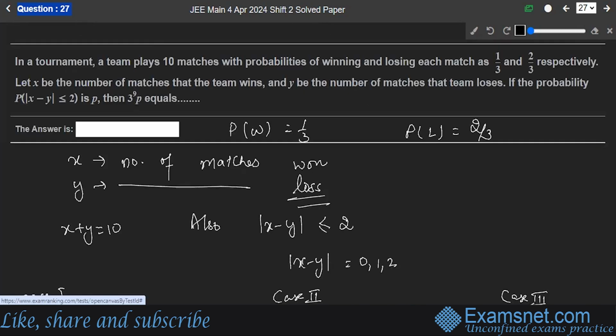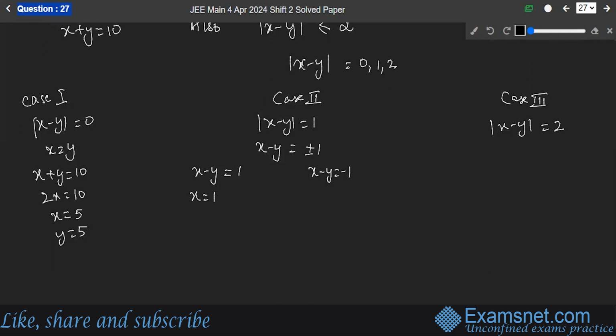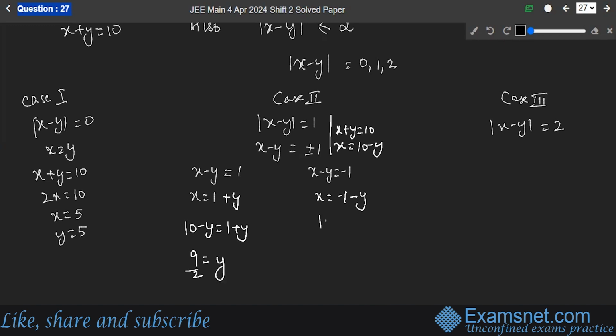Sorry, give me a minute. We have here X is equal to 1 plus Y and X is equal to minus 1 plus Y. Also, you have one more thing, that X plus Y is equal to 10. This gives you X is equal to 10 minus Y. So 10 minus Y is equal to 1 plus Y. This gives me Y is equal to 9 by 2. From here, for 10 minus Y equal to minus 1 plus Y, you have Y equal to 11 by 2.